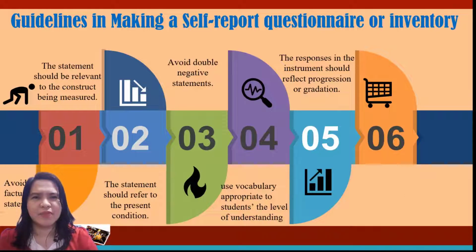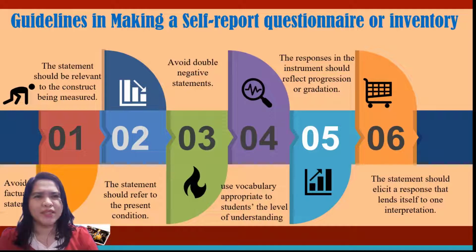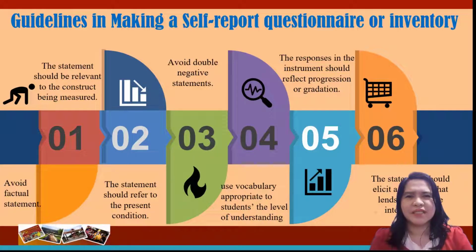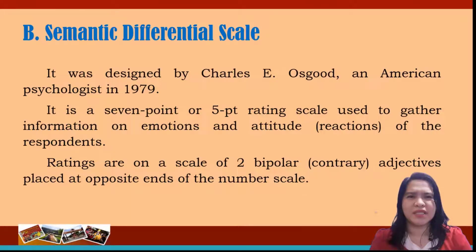Lastly, the statement should elicit a response that lends itself to one interpretation, meaning the statement should be simple, clear, direct, and precise. The second self-report inventory is the semantic differential. This is another widely used scale designed by Charles E. Osgood, an American psychologist, in 1979.